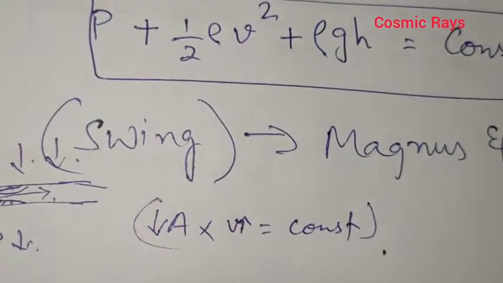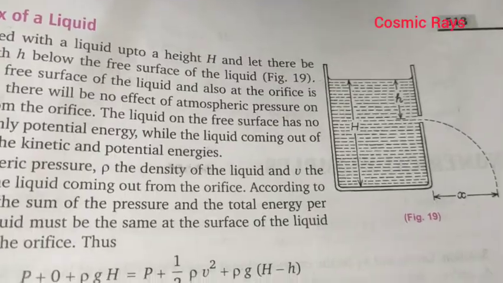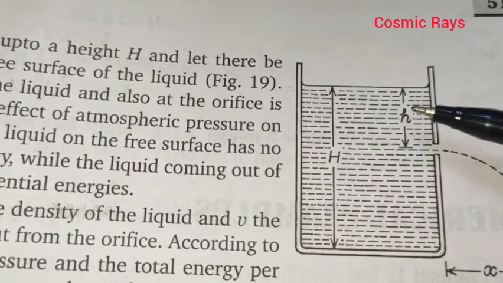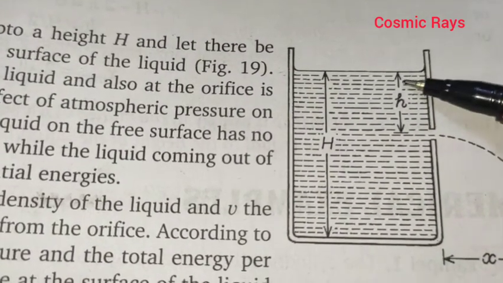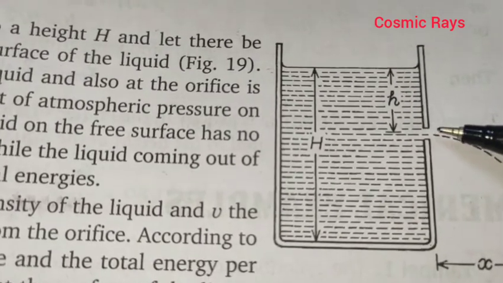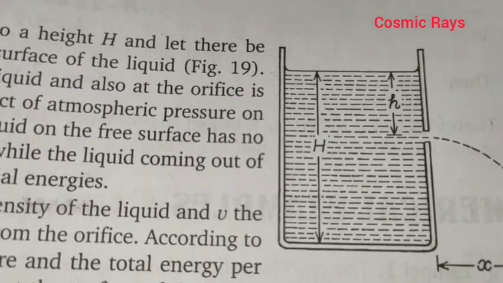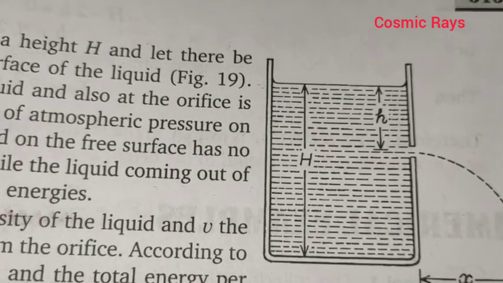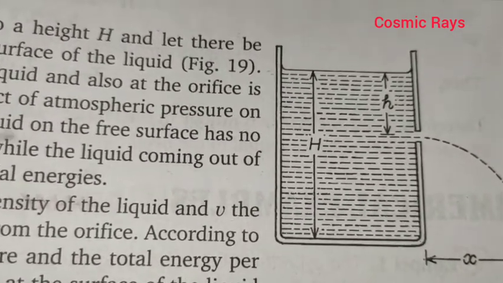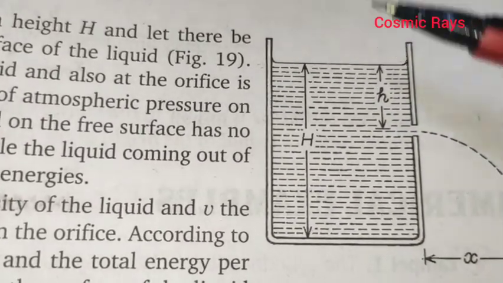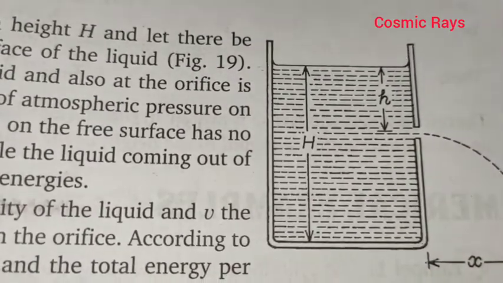Now we will do a derivation to find the velocity of efflux of a liquid. So here we see that we have a liquid of height h, and at height small h, we have a small opening and we allow the liquid or the water to come out, and we will see what is the velocity, what is the time taken, and how much distance will it cover. So we have the atmospheric pressure on this liquid as P, rho is the density of the liquid, and V is the velocity of efflux.